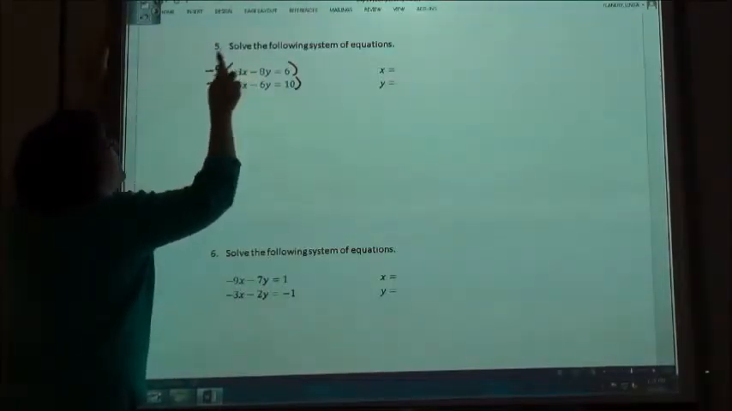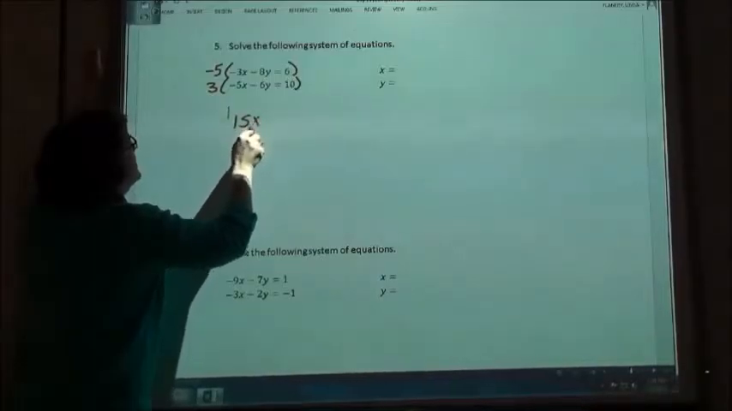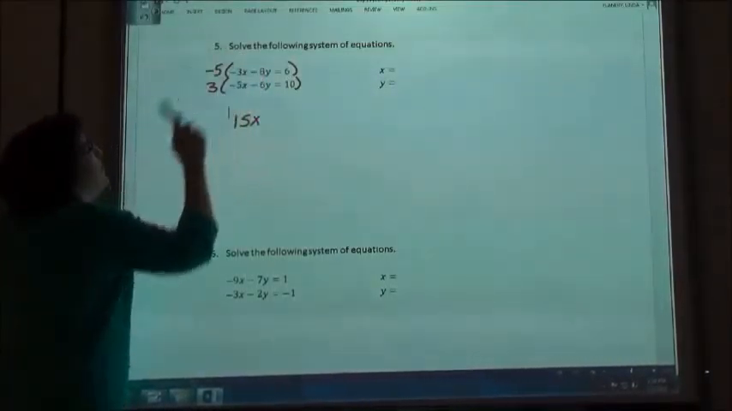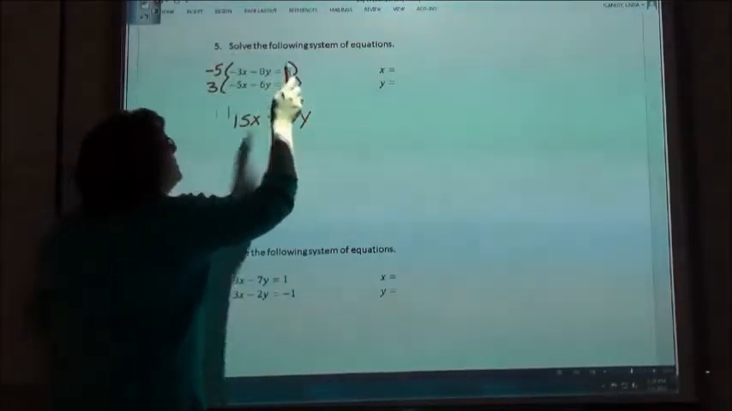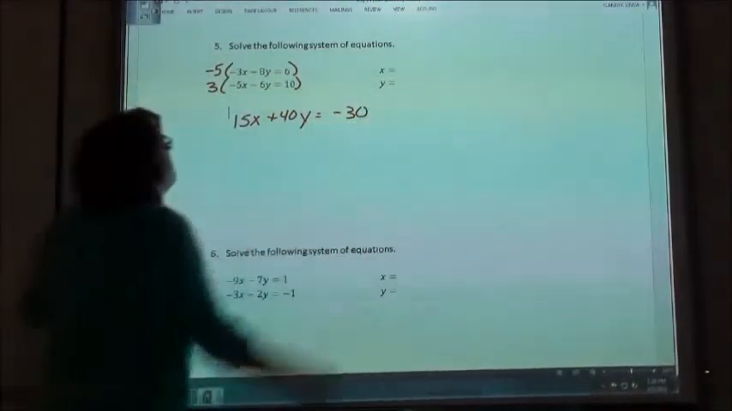Negative 5 times negative 3x would be 15x. Negative 5 times negative 8y is positive 40y. Negative 5 times 6 is minus 30.